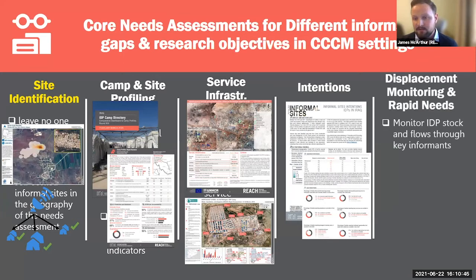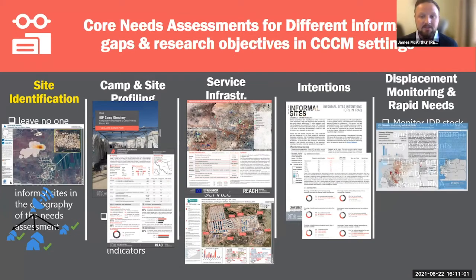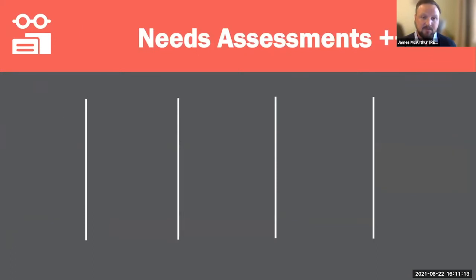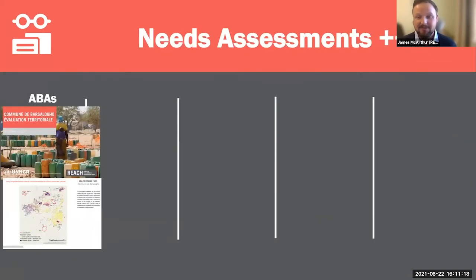And then lastly, displacement monitoring and rapid needs, understanding where IDPs are going in a dynamic situation, how many there are, but also the top priority needs that are most urgent in those first 72 hours of a response, for example. And each of these assessments have different objectives and different information gaps, and they serve a different purpose. There's a very wide, diverse portfolio of needs assessments, as some examples. And this list can go on, and there's a long, diverse list of assessments.